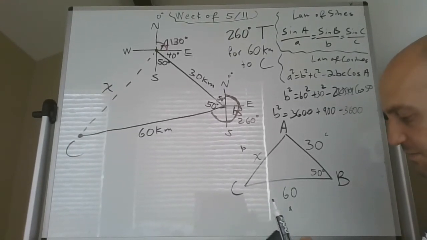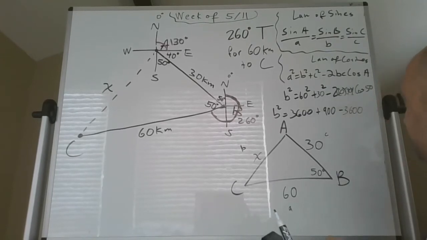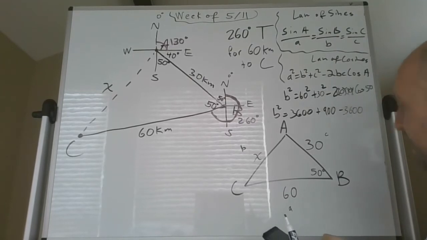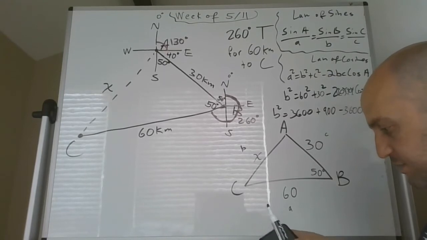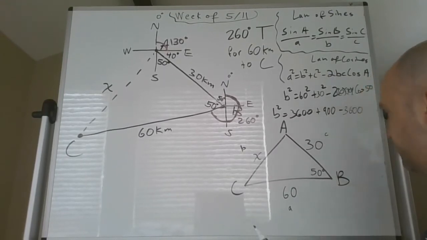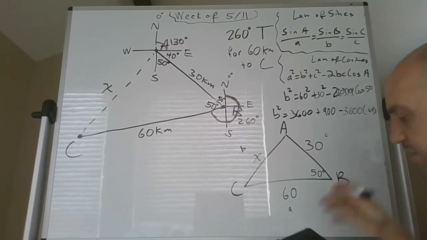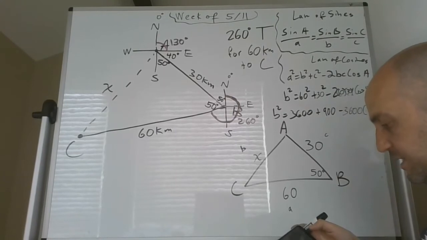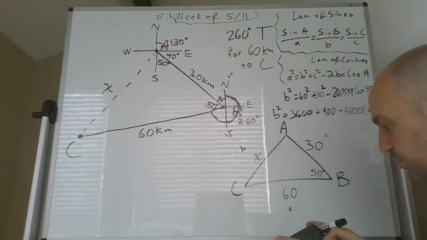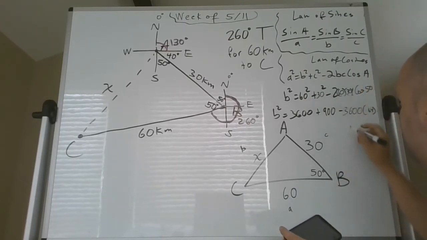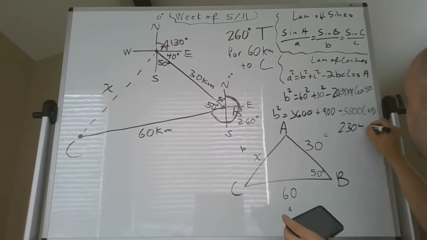Let me make sure we're doing this correctly. I do not trust myself. 60 times 30, yeah, 3,600. And then we need the cosine of 50. So let's find the cosine of 50. That's roughly 0.64. I'm estimating that, okay? So now 0.64 times 3,600 is 2,304.